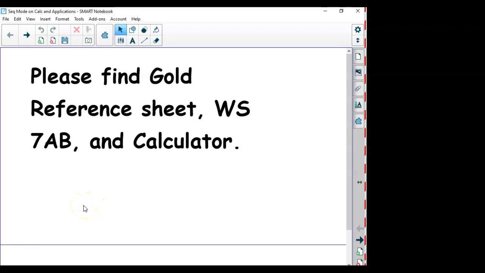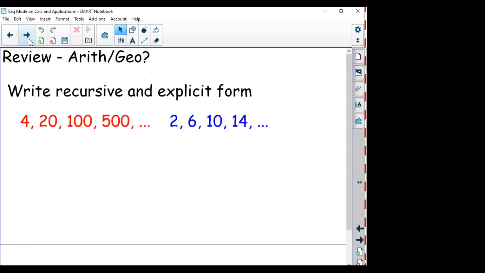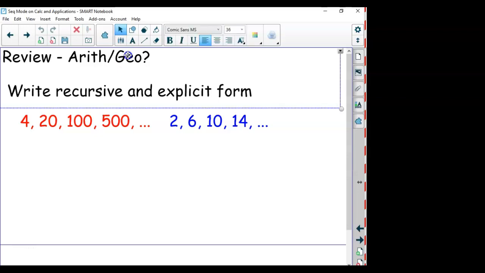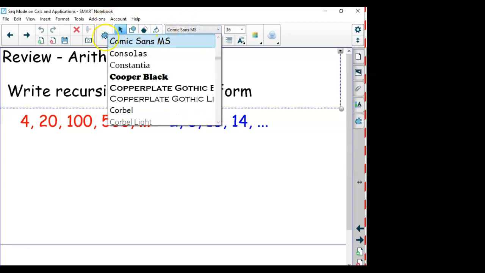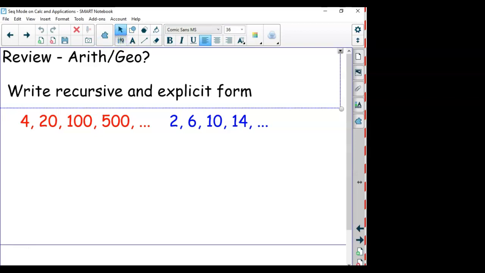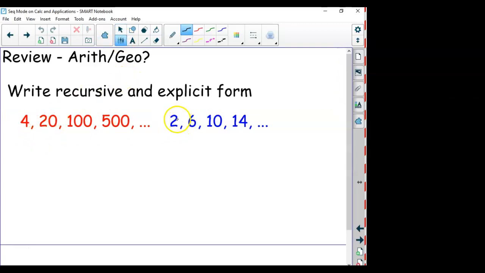All right, so we're going to go through sequence mode today, and first I have a review warm up here. Can anybody tell me which of these is arithmetic? Two plus four plus four plus four. This is arithmetic, okay? And then can we write both a recursive and explicit? Do you remember how to do that?